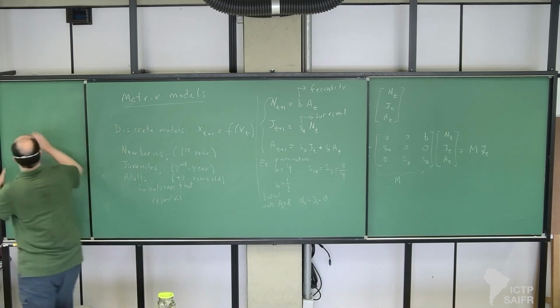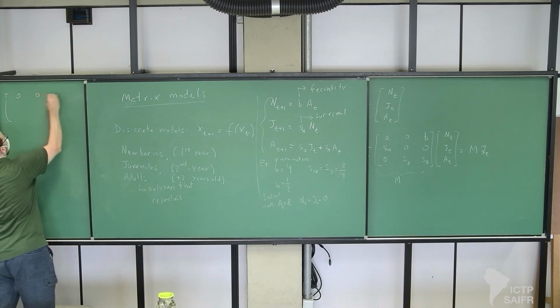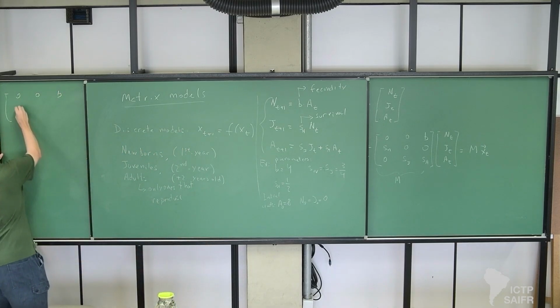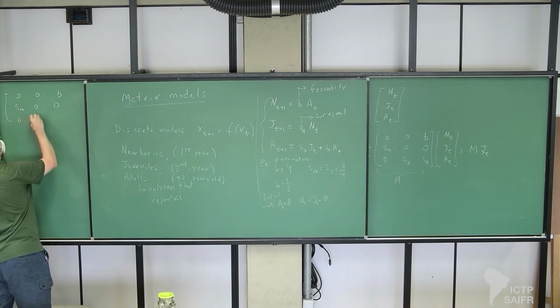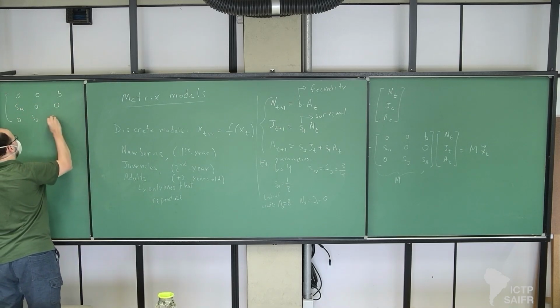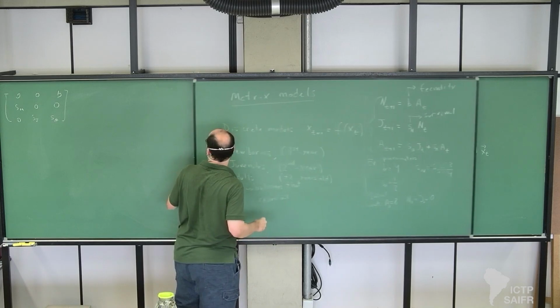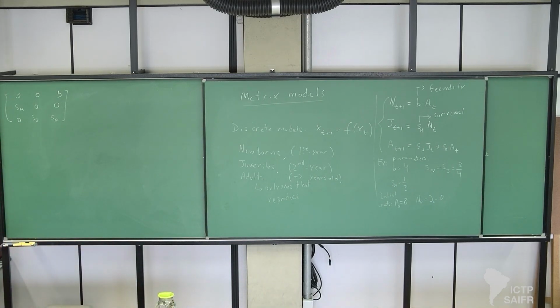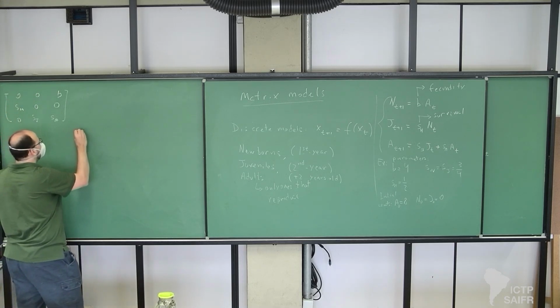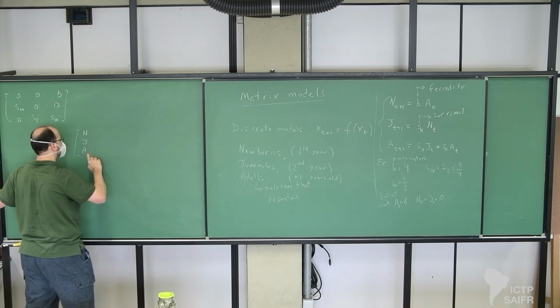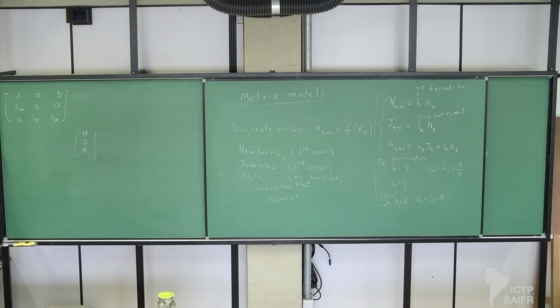So we want to multiply this matrix over here. This is 0, 0, B. This is Sn, 0, 0. And this is 0, Sj, Sa, times N, J, A. So what was the usual way to do this? You put the first one over here and the other one down here. I don't need these indexes right now.